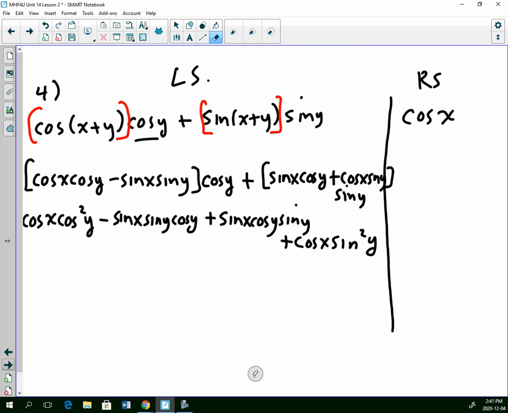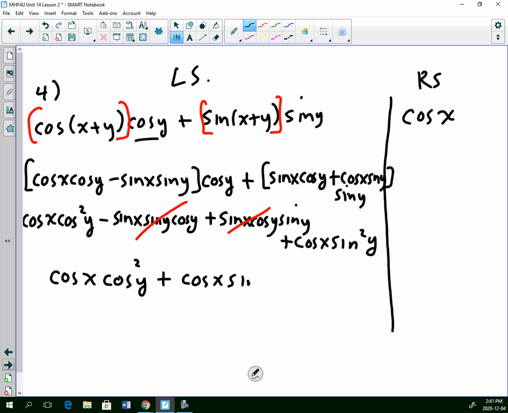And then I notice that these two terms add to 0, which leaves me with cos x cos squared y, plus cos x sine squared y. Okay, well that doesn't look like the right answer. So what else can I do? Well, I notice that there's a common cosine, so I'm going to factor that out, which leaves me with cos squared y plus sine squared y.